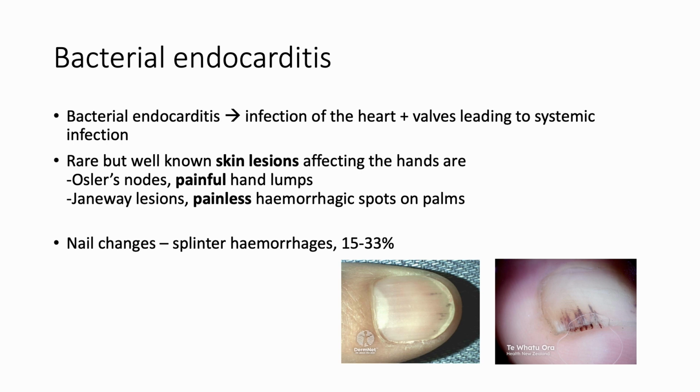To recap, these hand changes are Osler's nodes, which are painful raised lumps with a pale centre on hands or fingers, and Janeway lesions, which are non-tender, painless, hemorrhagic lesions on the palms or soles due to septic microemboli. Nail changes include splinter hemorrhages, which are suggested to be present in 15 to 33% of patients with bacterial endocarditis. They are still a non-specific finding and can occur in physiologically normal nails, and also can be common in patients on oral anticoagulants.